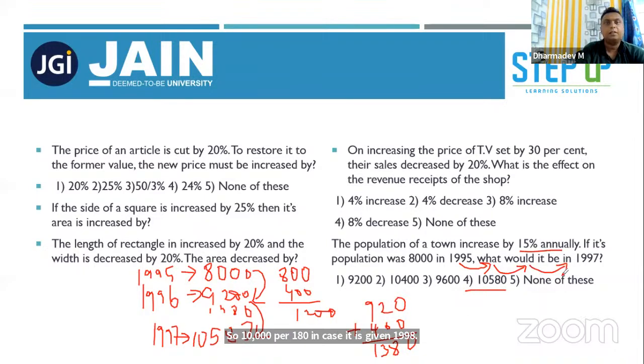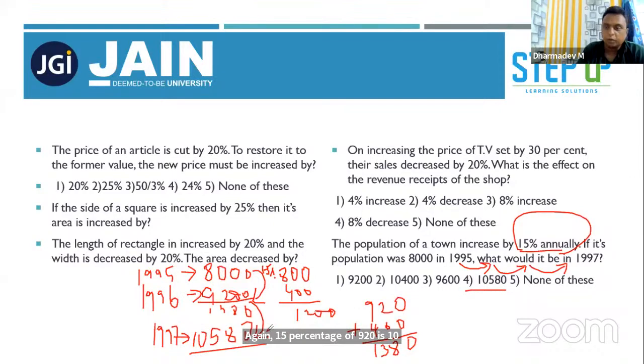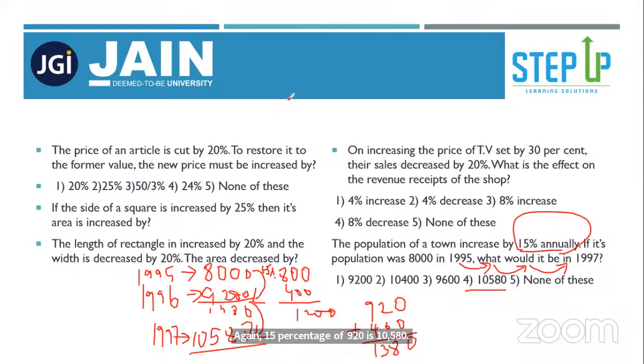Are you clear with that? So 15% annually means every year from the population, I have to keep finding 15%. 15% of 8,000 is 1,200. Again, 15% of 9,200 gives 10,580. So 2 years, the population has been increased. Are you clear with that?